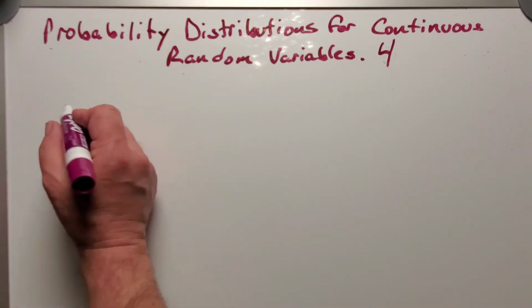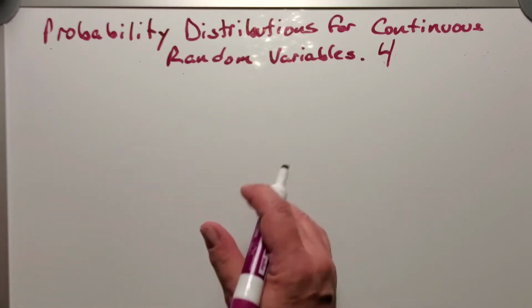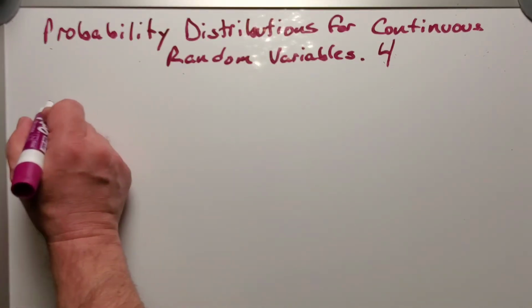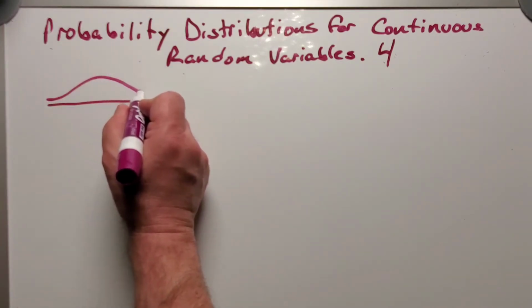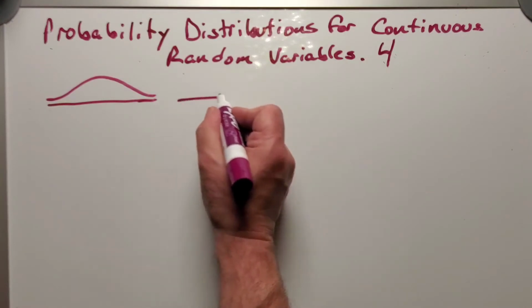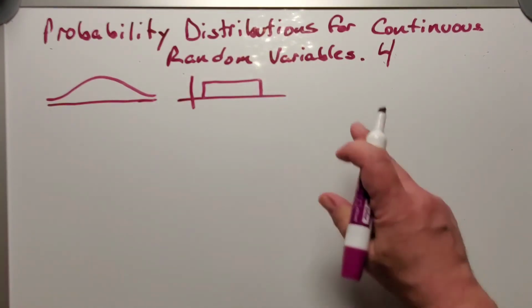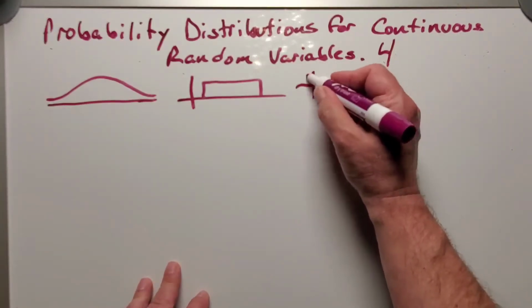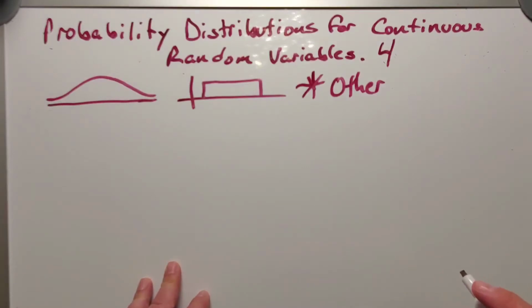Let's just review a little bit. In part 1 of this video, I set the groundwork. In part 2, we talked about the normal distribution and used the empirical rule to analyze it. In part 3, we talked about uniform probability distributions. And here in part 4, we're going to do something that I categorize as other. Okay, so what is other?